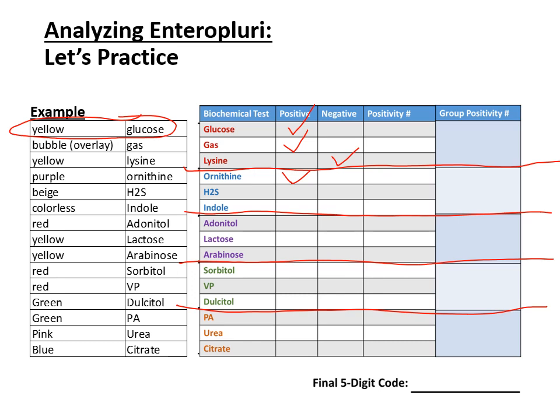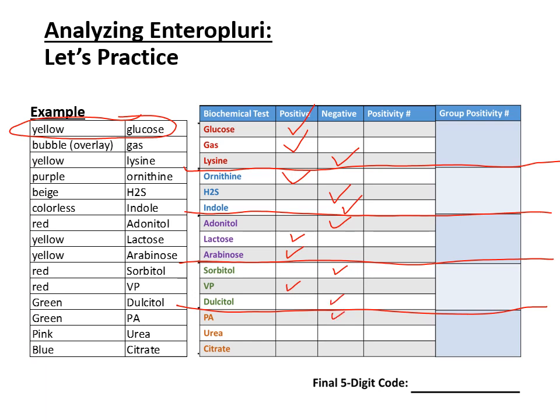Sorry, the screen keeps messing up. Negative and negative. Then you have adonitol staying red, which means no fermentation, that's negative. Lactose and arabinose, yellow and yellow. If we looked at the chart on the previous pages, that would be positive. Sorbitol red is a negative result. VP red is a positive result. Dulcitol and PA both green, those are both negative results.